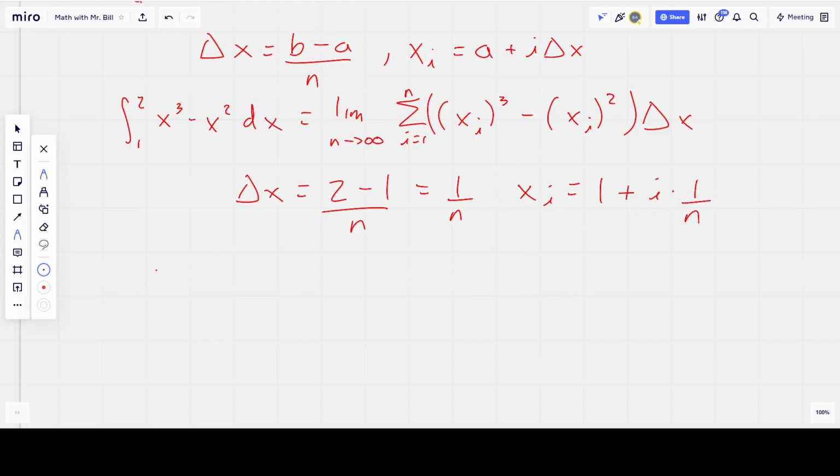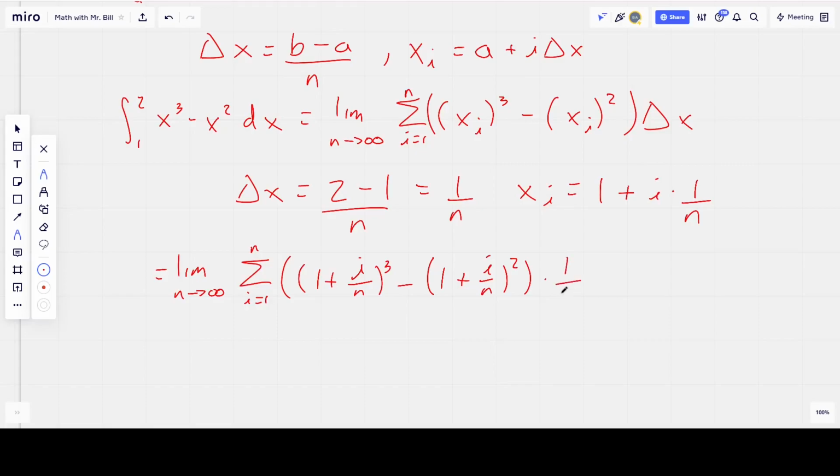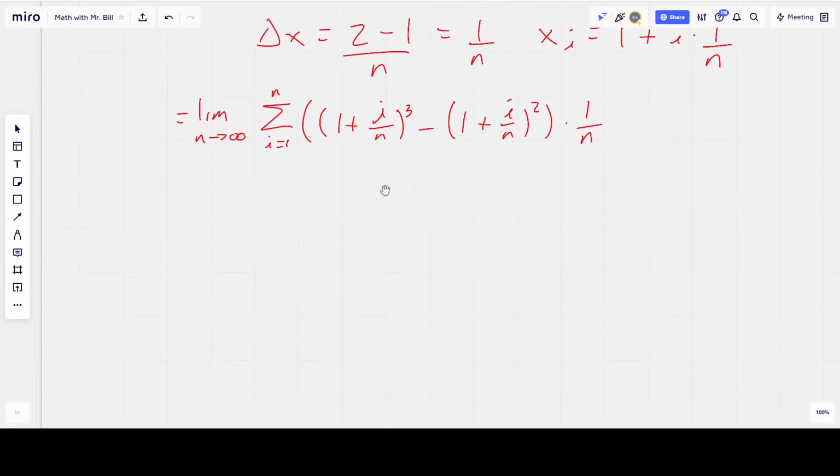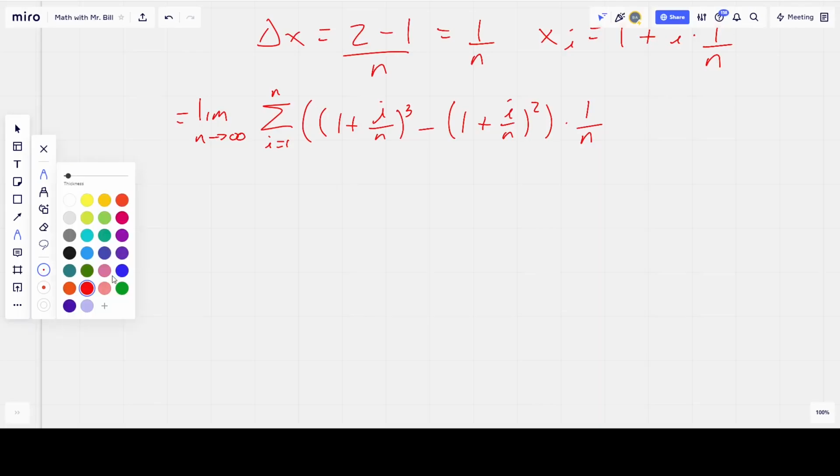So now our limit of our sum, limit as n goes off to infinity, of the summation where i equals 1 to n of x sub i cubed. So instead of x sub i, I'm going to put (1 plus i over n) cubed minus x sub i squared, which is (1 plus i over n) squared. And then all of that times our delta x, which is 1 over n. So now we've got some expansion to do, and let's get both of these expanded, then we'll combine like terms, and then we'll talk about how to evaluate it from there.